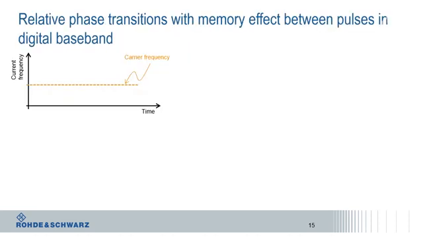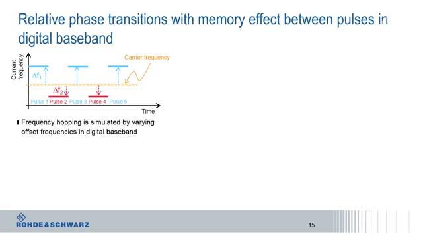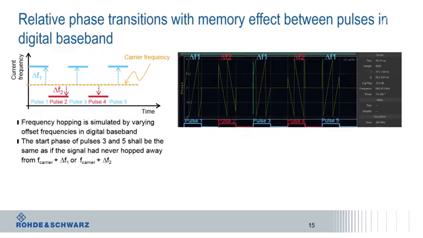Now let's look at an example of what's happening with phase if you have a hopping radar signal. Now let's assume there's a pulsed radar which has a certain carrier frequency in orange. Some pulses have an offset of this carrier frequency by delta F1. Some other pulses have an offset of this carrier frequency by delta F2. So frequency hopping is simulated by varying the offset frequencies in the digital baseband.